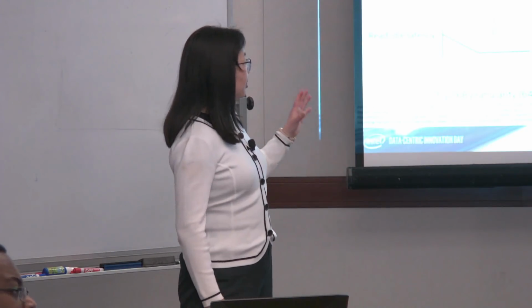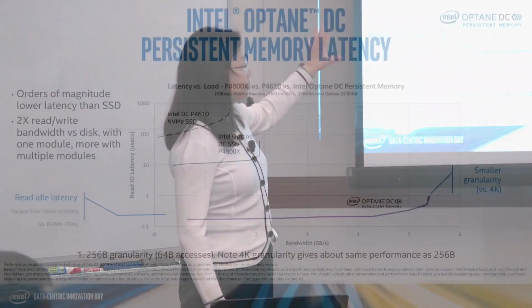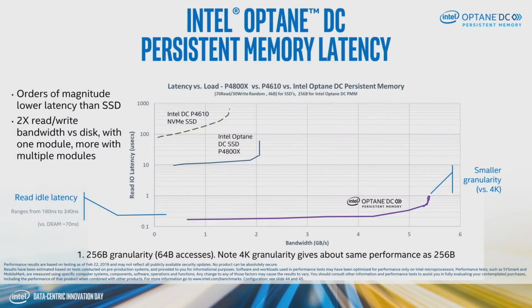Okay, and just one comment. I didn't mention it, but the drives, the SSDs, those are all on a 4K granularity. This graph here is 256 bytes, so you get a much better granularity. If we had done a 4K access, it would look the same. The purple line would be the same.